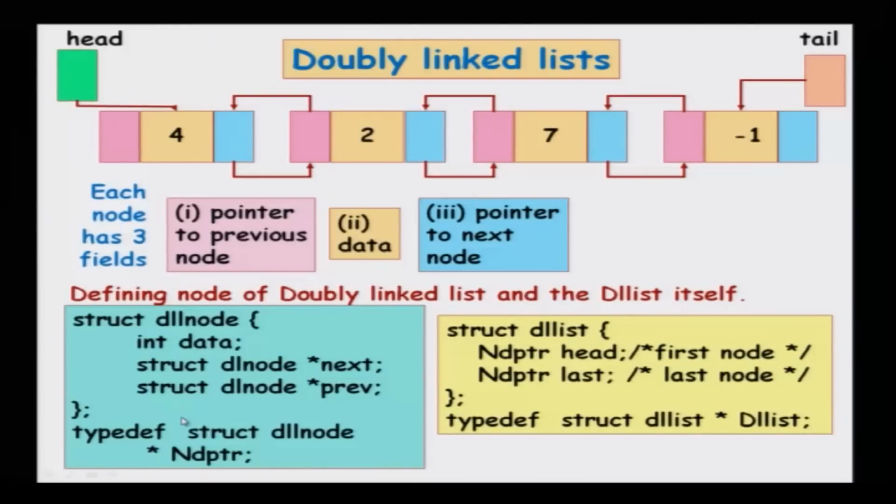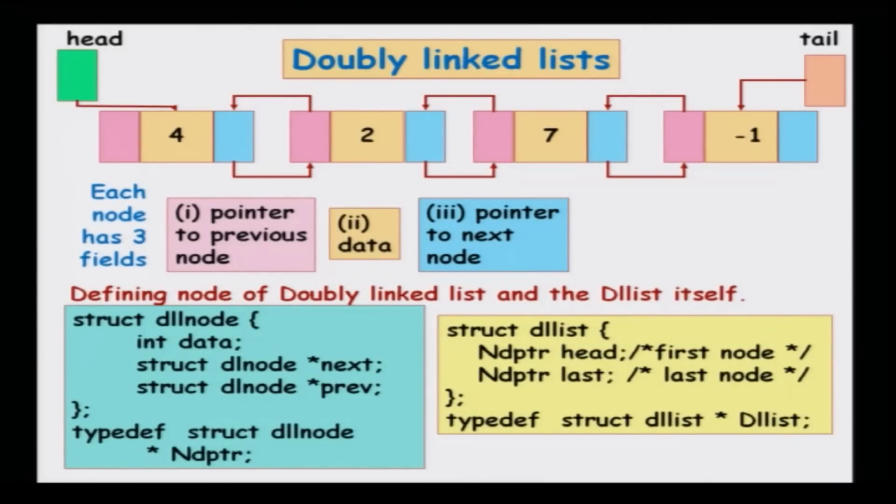Okay. So, one to go to the next node and another to go to the previous node. Now, we will need two pointers typically for a doubly linked list. One is the pointer to the beginning of the list, which is usually called the head, and then another to the end of the list, which is usually called the tail. I will use a typedef in order to shorten the name. I will just say typedef struct DLL node star node pointer. And then I will say that the list has two node pointers, node pointer head and node pointer last.